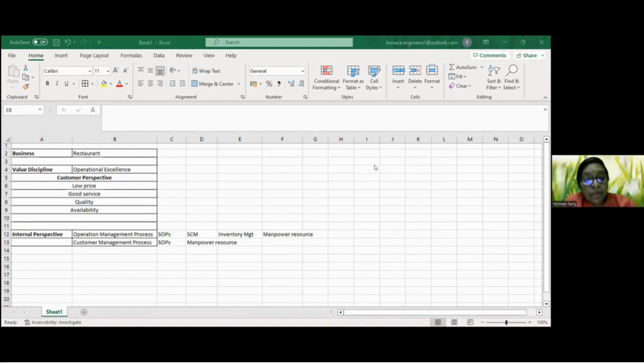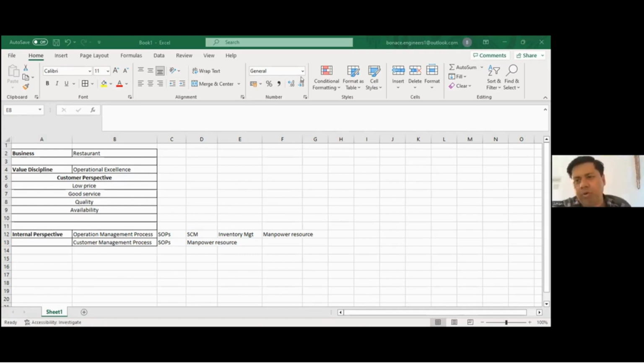In order to give good food at reasonable cost with these attributes, what will you be doing internally? From the internal perspective, it would be operations management process, under which we'll look at the SOPs, the standard operating procedures. Then, to make food available at low price, supply chain management is one thing we'll look at.